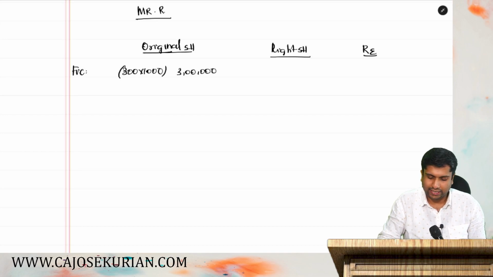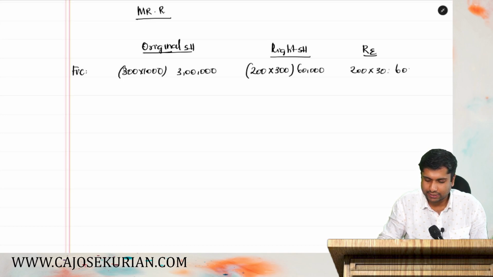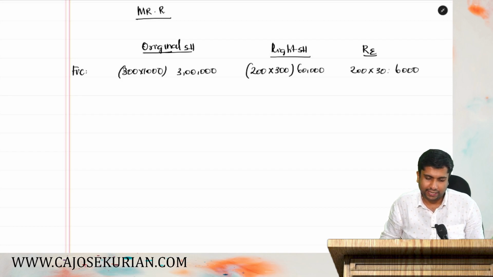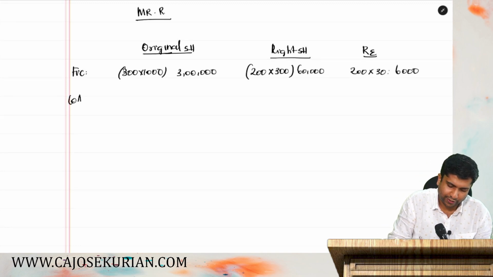Now he sold the right shares. How many right shares did he acquire? 200 right shares into 300 per share, not 3000, 300 per share. It will be 60,000. Now how many right entitlements did he sell? 200 right entitlements he sold at a price of 30 rupees. That will be 6,000 full value consideration. Now tell me, is there any direct expenditure on transfer? Nothing. So I'm going straight to cost of acquisition.